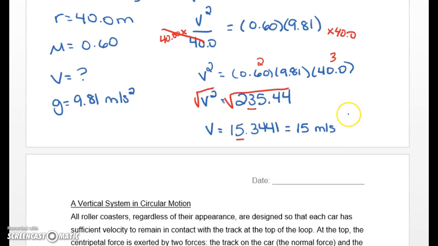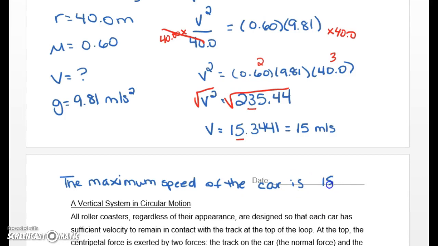So then to finish off this question, we are going to answer it with a sentence, and I'll just awkwardly put it down here. So the maximum speed of the car is 15 meters per second.